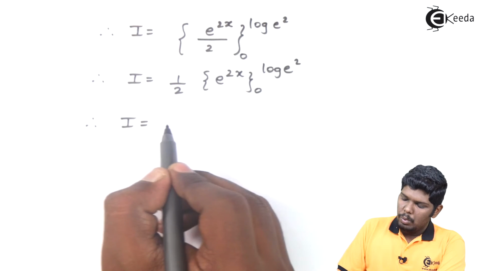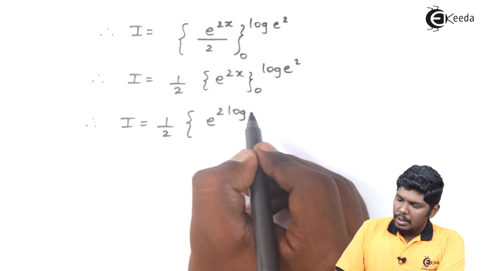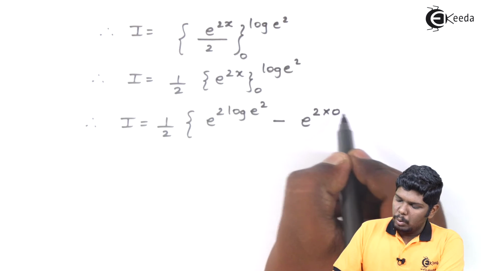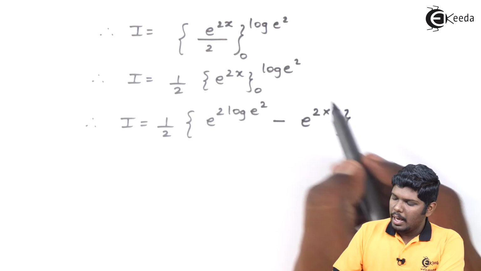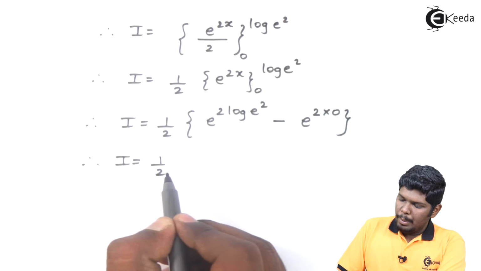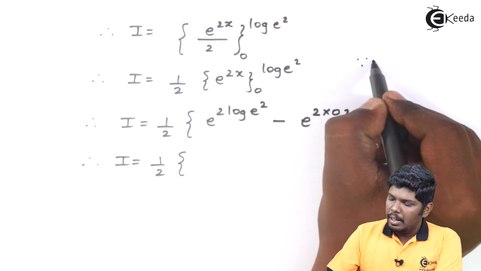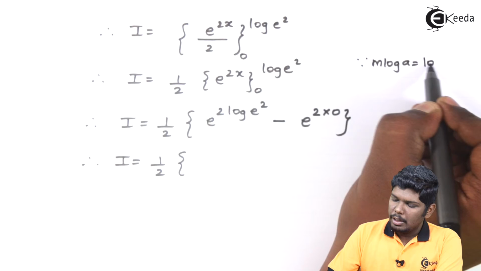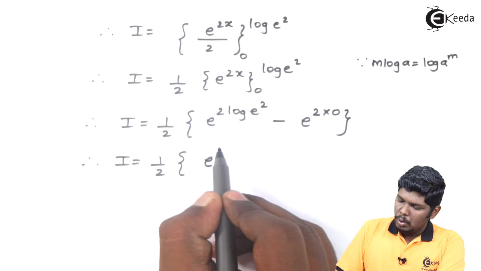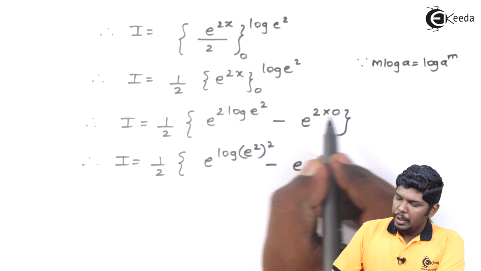Therefore I is equal to 1 by 2. This will give you e raised to 2 log e square minus e raised to 2 into 0, as the upper limit is log e square and the lower limit is 0. Therefore I is equal to 1 by 2. Here you can see we have m log a, and we know very well that m log a can be written as log a raised to m. Similarly, this can be written as e raised to log e square the whole square minus e raised to 2 into 0 will give you 0.